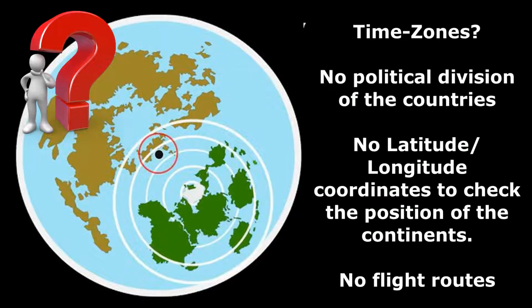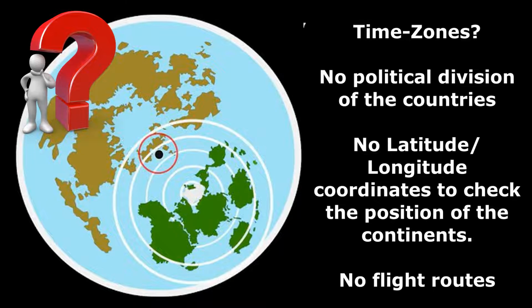So let's look closely at this moon map. They have been putting out this image, but have not explained how things work on it. How about time zones? They do not even mention the fact that this model has no political divisions of the countries to check if it matches reality. No latitude, longitude, or coordinate system to check if the continents match reality. You cannot just move continents around and say that's how it is. We need to check the location of the countries and see if it matches with the position of the Sun when it rises and when it goes away.